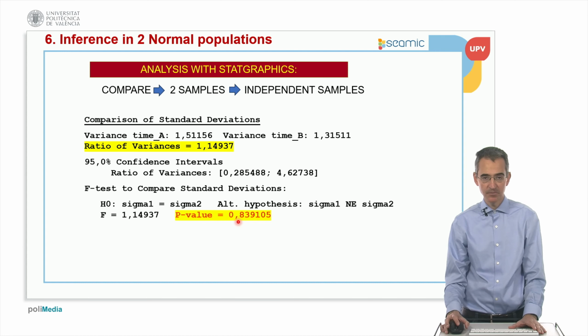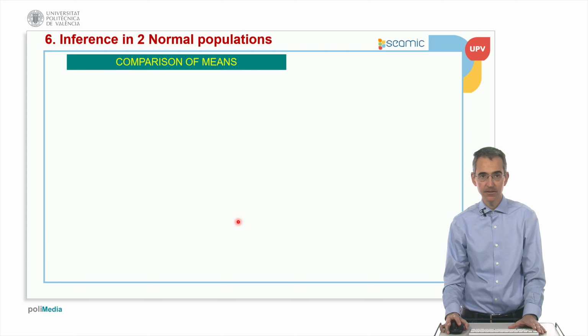Remember, as I explained in the previous video, that we always have to compare the p-value with alpha. Whenever the p-value is bigger than alpha, we cannot reject, and whenever the p-value is less than alpha, we can reject the null hypothesis. Okay, now I will explain the comparison of means.